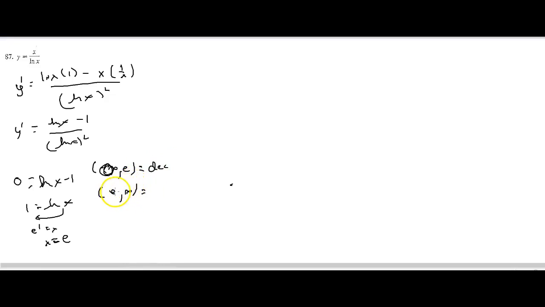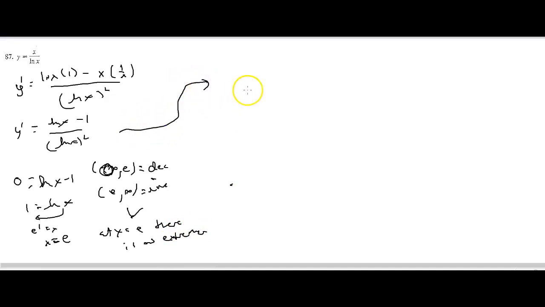Pick a number bigger than e, 5 billion. ln of 5 billion minus 1 is going to be a positive number. The bottom's got to be positive, it's squared. So we're increasing. So we go from decreasing to increasing, so there's a local minimum there. So at x equals e there is an extrema. All right, now I'm going to go ahead and finish with the first derivative.